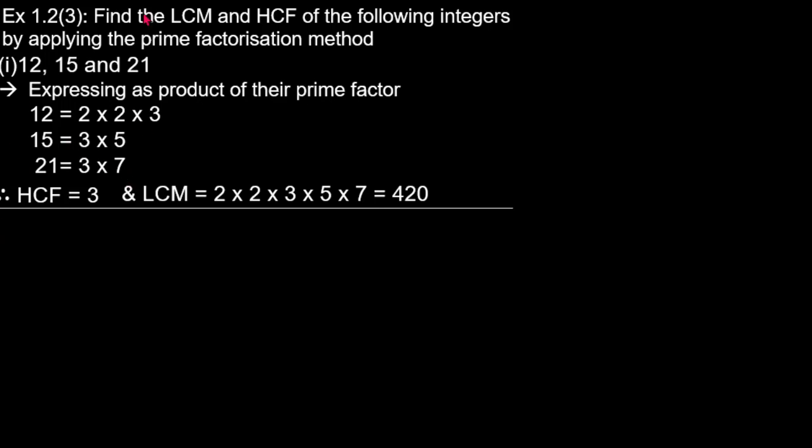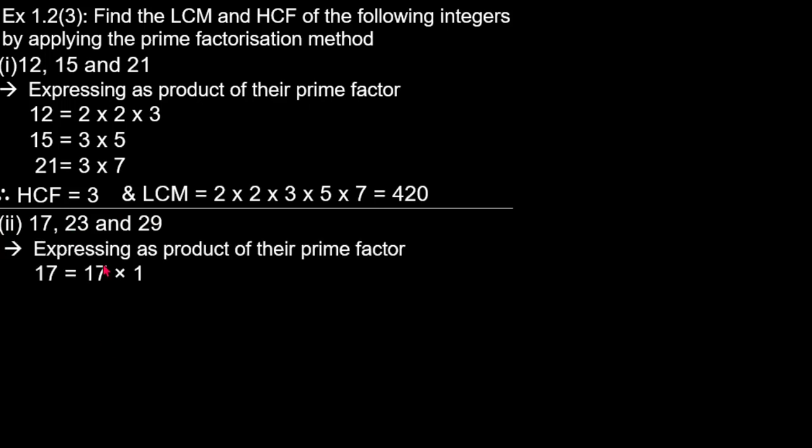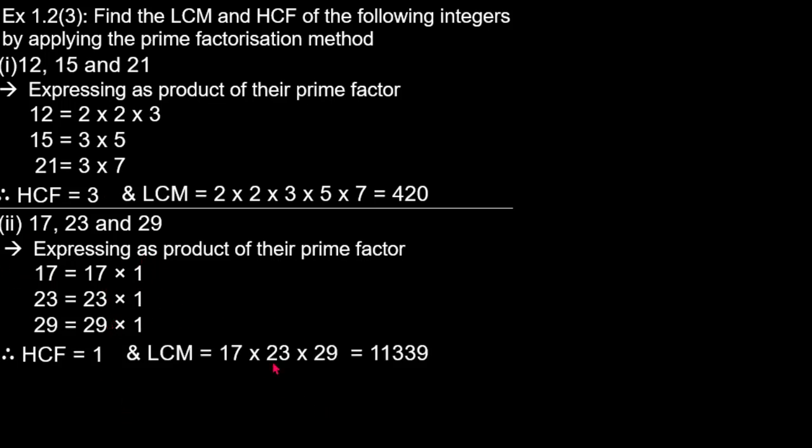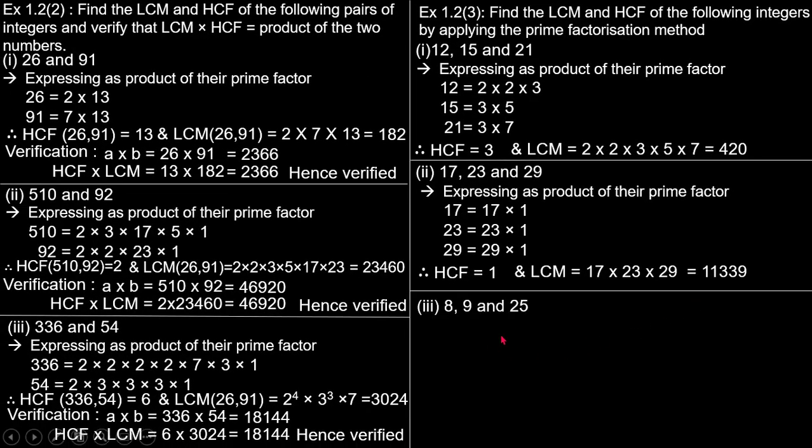We cannot verify here because we know that it is not applicable for the three numbers 17, 23 and 29. Actually, these are all prime numbers. There is nothing we can divide by. So the HCF will be 1, only 1 is common, and the LCM will be the product of these three numbers, which comes out to be 11339.